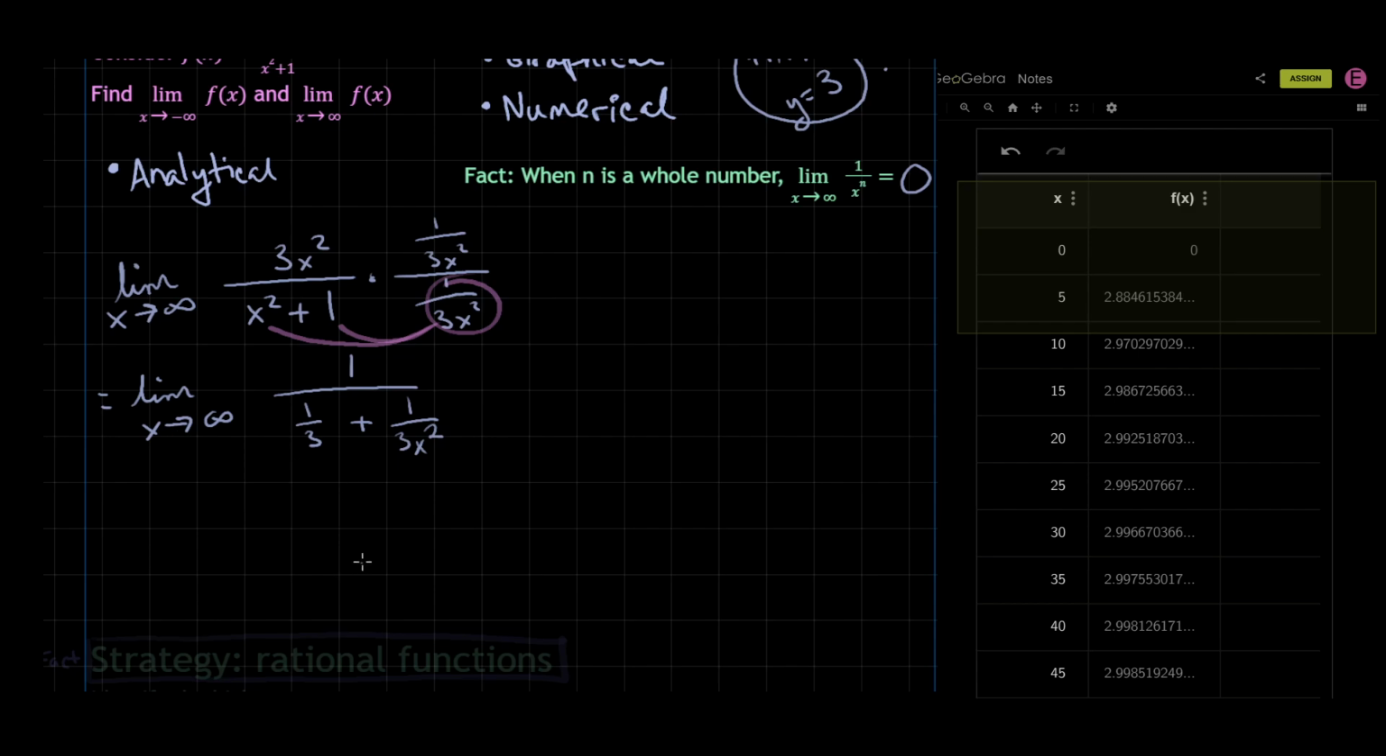Alright, now this is something that we can work with. The 1 and the 1/3, they don't care what x is doing. They are what they are. But this part here is going to go to 0. So I'm going to let x go ahead and go to infinity, which will let this term here go to 0. So now that I'm, in a way, direct substituting in infinity here, I can let my limit operator go away. So then we have 1 over 1/3, which is equal to 3.